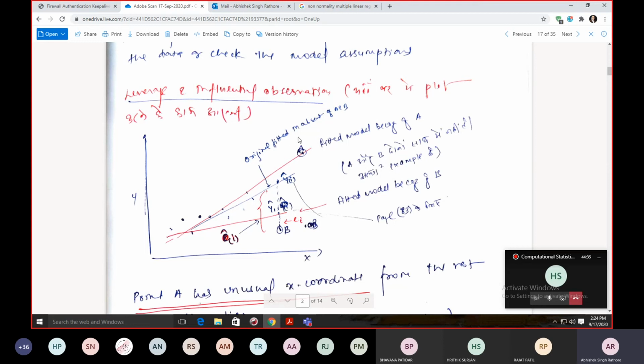Let's say we will start with, let's say we don't have any A or any B in our data. So our data is just like these points available. Fine. So these are my actual points. So what is my fitted line? This blue line is my fitted line that is available for us.